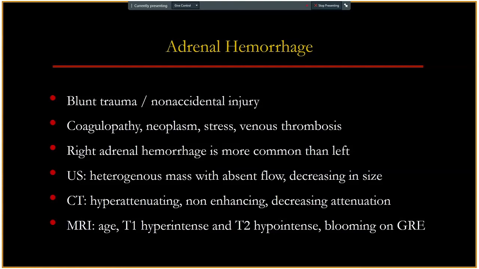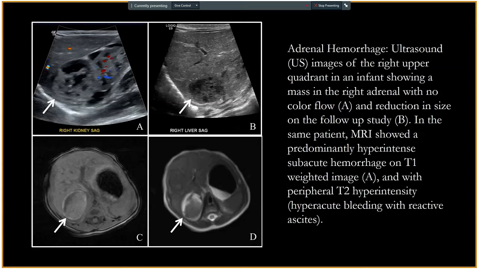Here are a couple of examples. On the top left, we have an ultrasound image showing a hematoma. This is the part which is showing some flow inside, but look at this part right here. We see heterogeneous echogenicity, and this is becoming smaller in size and becoming more organized with time. At the bottom, we have MRI showing T1 hyperintensity and some T2 peripheral hyperintensity in a right adrenal hematoma.